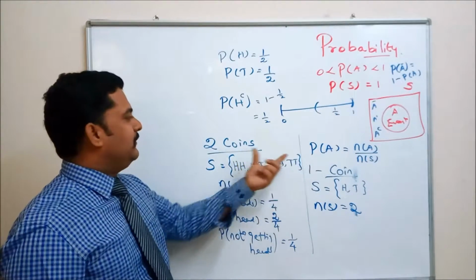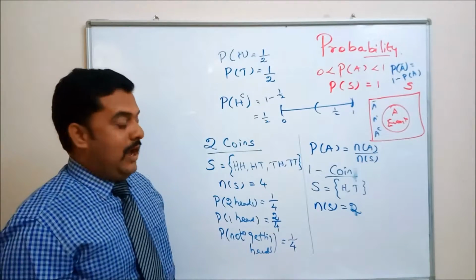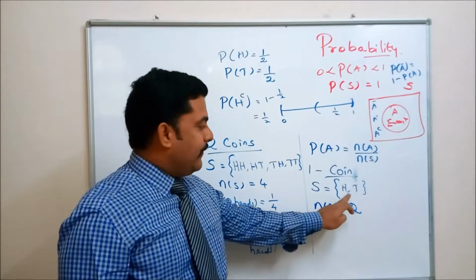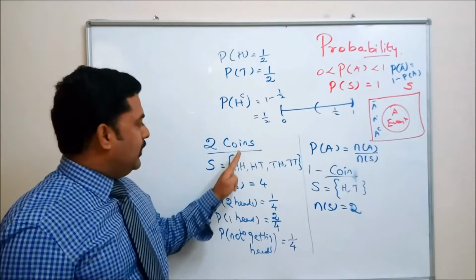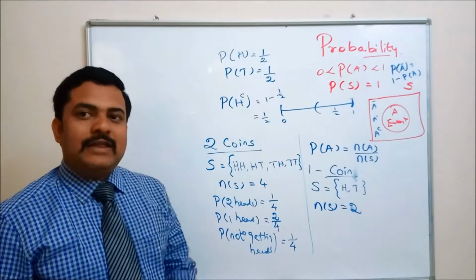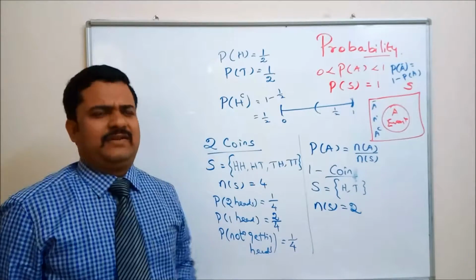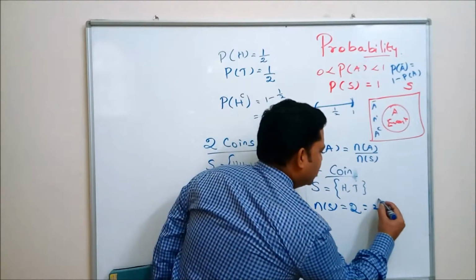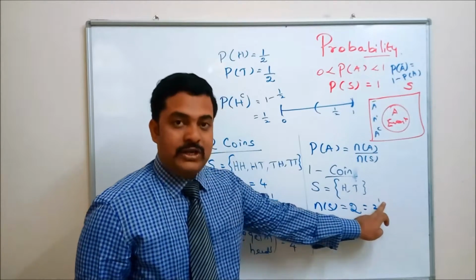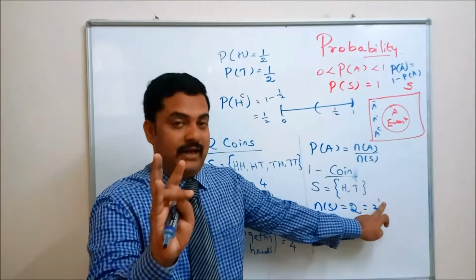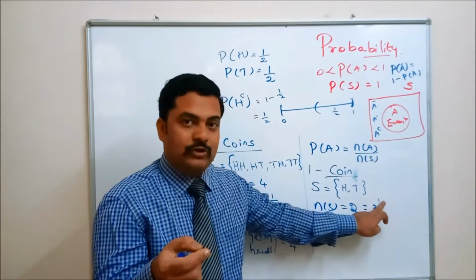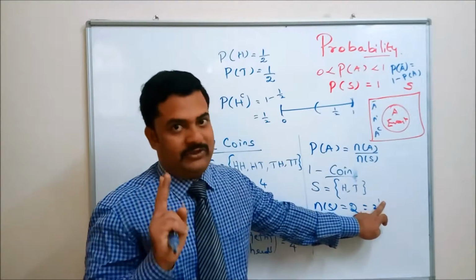This is the case we are discussing for 1 coin and 2 coins. See, for 1 coin, how many items are there? 2. For 2 coins, there are 4. There is a simple trick behind it. This can be written as 2 power 1, that is 2 power the number of coins I am tossing. Because my outcomes are head and tail, and the number of coins I am going to toss is 1, it is 2 power 1. So I will be getting exactly 2 outcomes.